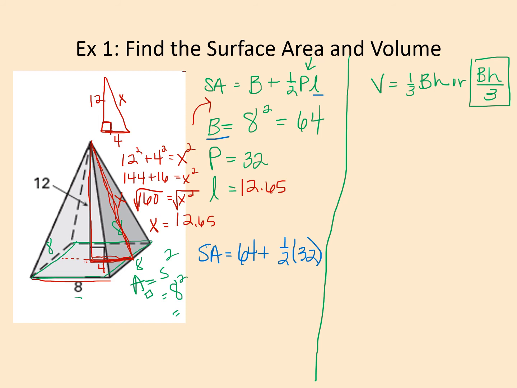And then L we found to be 12.65. And again, just like everything else, let's always use 2 decimal places. So once you type that out, again, this just becomes a process of typing it into your calculator.